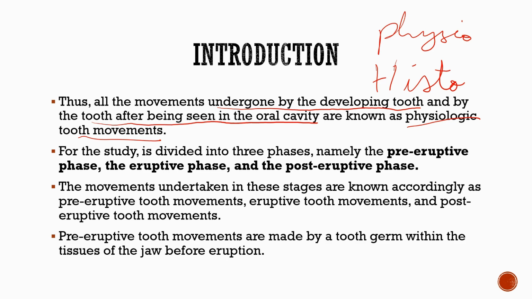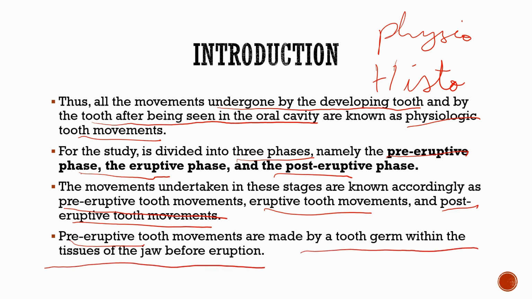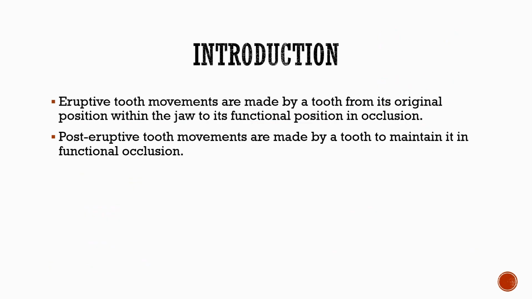For the study, it is divided into three phases, namely pre-eruptive, eruptive, and post-eruptive. The movements undertaken in these stages are known accordingly as pre-eruptive tooth movements, eruptive tooth movements, and post-eruptive tooth movements. The pre-eruptive ones are made by a tooth germ within the tissues of the jaw before eruption. As the name suggests, eruptive movements are made by the tooth from its original position within the jaw to its functional position in the occlusion. Post-eruptive movements are made by a tooth to maintain it in functional occlusion.